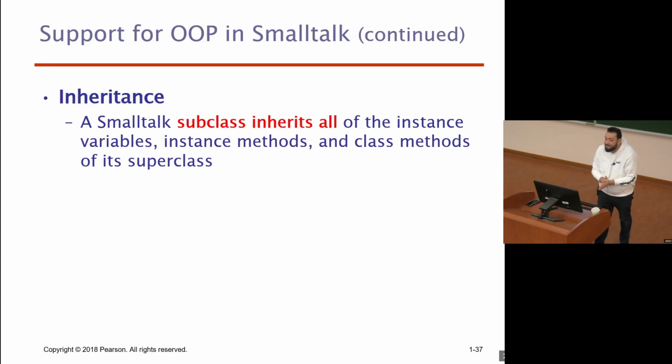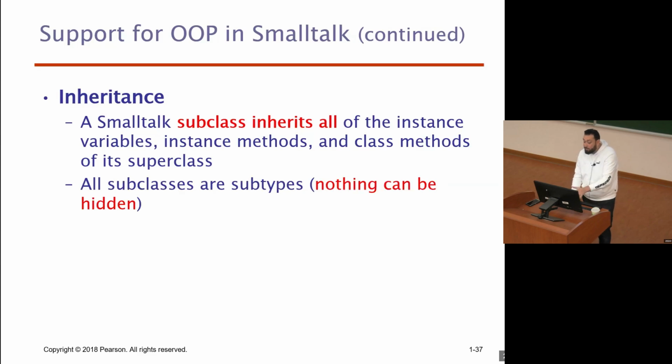So a Smalltalk subclass inherits all of the instance variables, instance methods, and class methods of its superclass. All subclasses are subtypes, for example. Nothing can be hidden. All subclasses are subtypes. So it seems like in Smalltalk, we don't have private. You cannot do private. So that means there is no access control when it comes to Smalltalk.